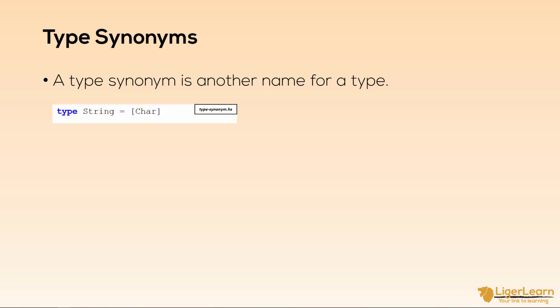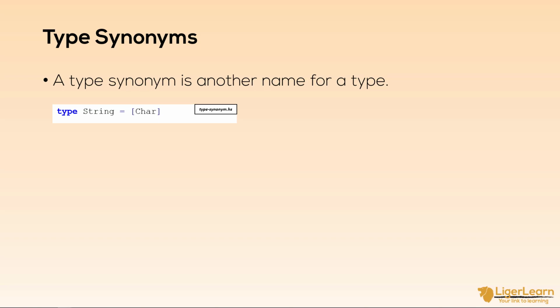We use the type keyword, then the name we would like to give the type synonym, and then there is an equal sign and the type we would like the synonym to refer to. Don't misunderstand the type keyword here. We are not creating a new type. All we are doing is creating a new type synonym.